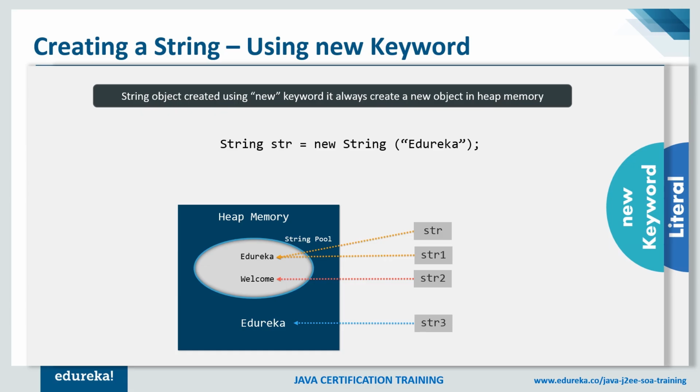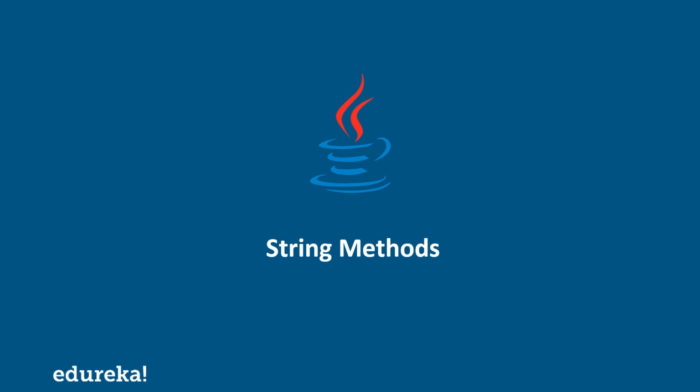So guys, this is the difference between how we can create a string literal and how we can create a string object. Object construction happens with the new keyword, and it is always a new object. Even if I say string str4 is new string with Edureka, it will be a different object constructed in the memory. Even though the contents are the same, the new keyword will always create a new string object in the memory.